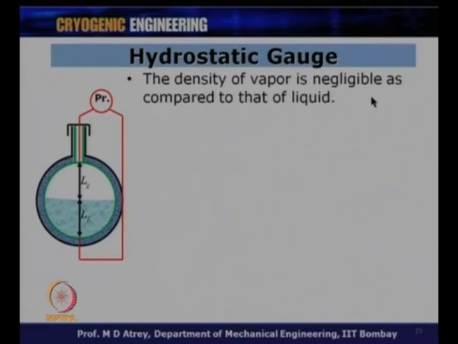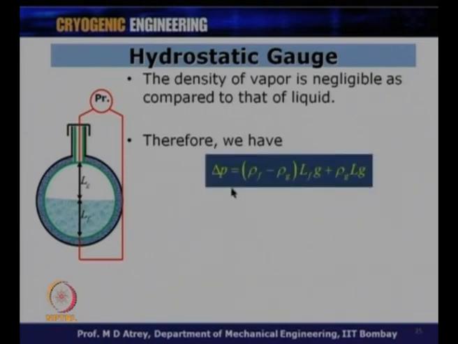The density of vapor is negligible compared to that of liquid. In the equation we found a term rho F minus rho G, and you can see that rho G is going to be very small compared to rho F. So delta P equals (rho F minus rho G) LF g plus rho G L g. We just said that the density of vapor, rho G, is very small compared to rho F, so rho F minus rho G can be written as rho F only, and the last term can be neglected in front of this term.